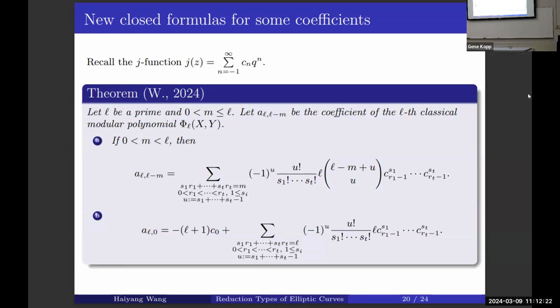I haven't tried to get a closed formula for other modular polynomials besides the one we did. But I suppose that there is some similar closed formula for them. Yeah, but I don't know whether the method can directly give us the formula.